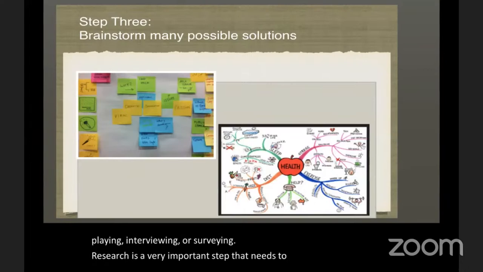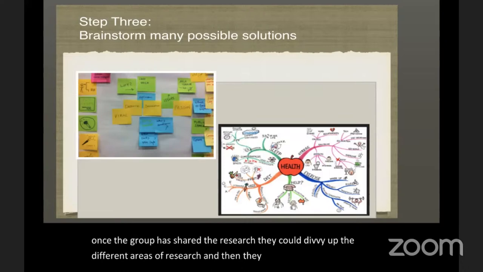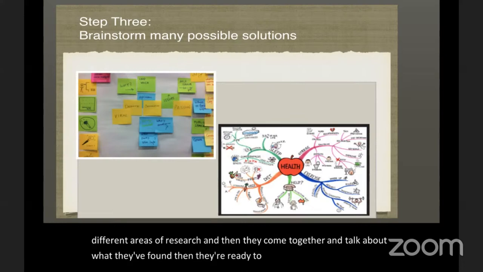And after that, once the group has shared the research, they could divvy up the different areas of research, and then they come together and talk about what they've found. Then they're ready to brainstorm some possible solutions.